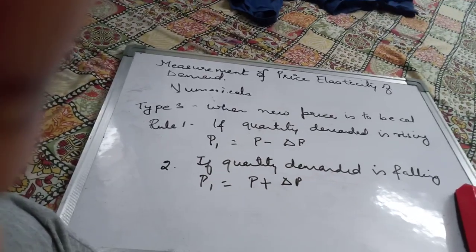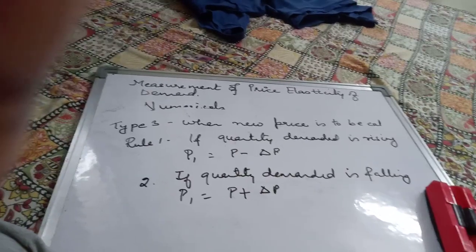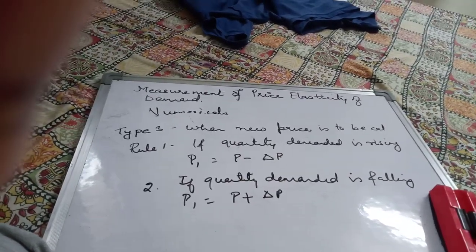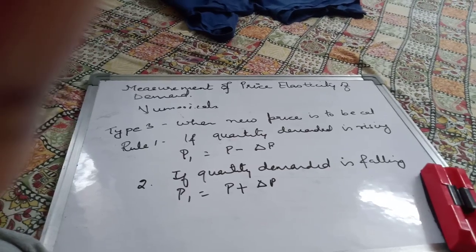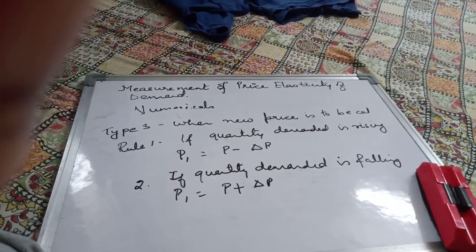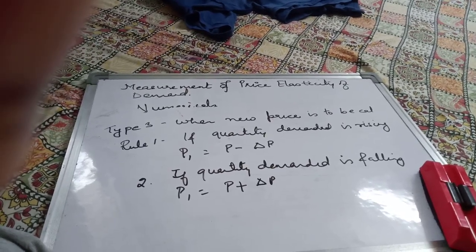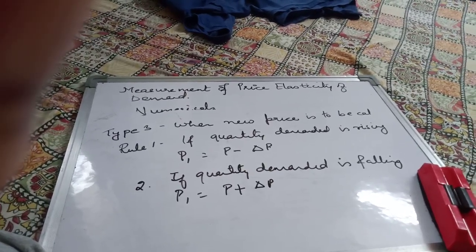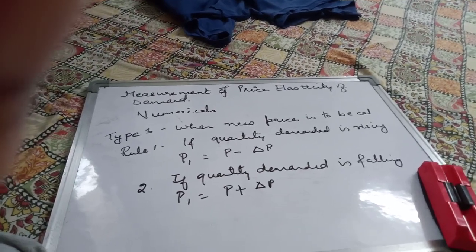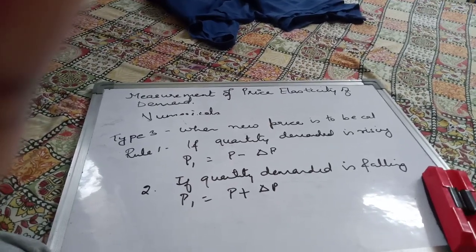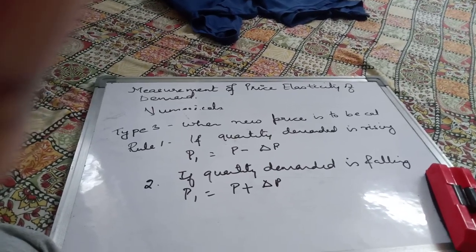P plus delta P. Okay. So I'm going to give you a question. Write it. A consumer buys 100 units of a good at a price of rupees 5 per unit. When price changes, he buys 140 units. What is the new price if price elasticity is minus 2?